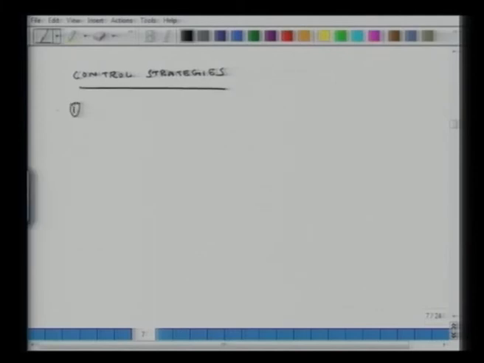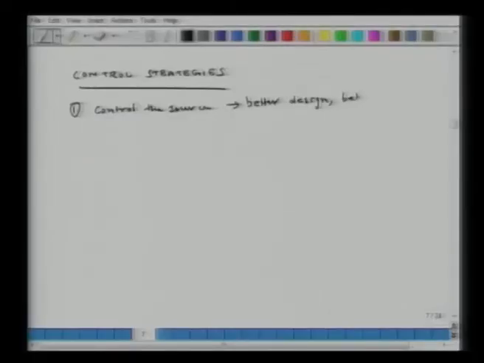So first one is that we control the source. And by control, I am not talking in the sense of control theory, but just so you can do this by better design, if the product is being developed and you are at a design stage. So better design, better selection of components, and better maintenance. This is extremely important. Maintenance and monitoring. Okay. So this is how you control the source.